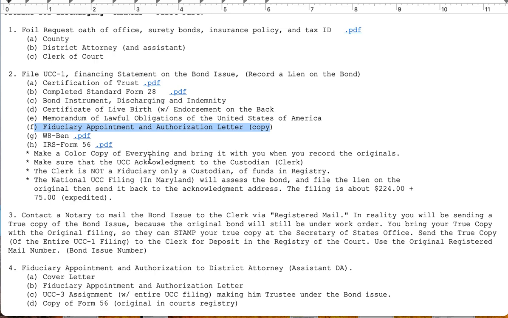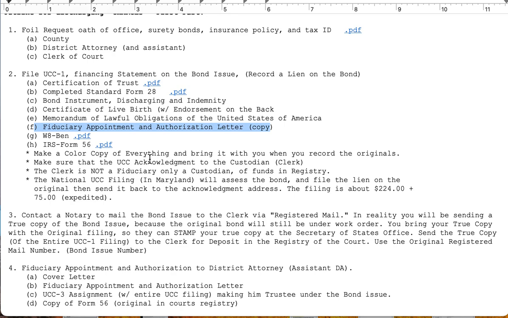Then you go file the UCC-1. You make a copy because when you file the UCC-1, you give them the originals. They take all the originals, including the original bond, and they run a tax assessment on the bond, right? They're doing a work order. They're carrying out this whole process on the bond. It takes time. It may take about 3 weeks or longer.